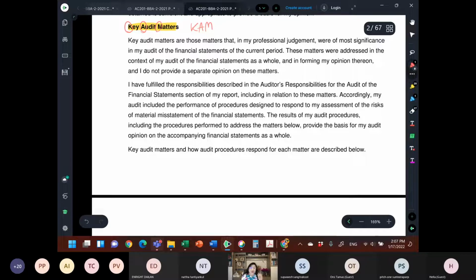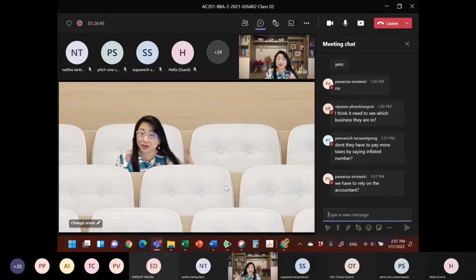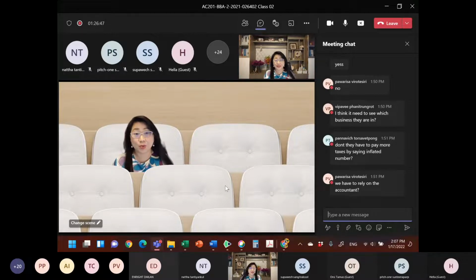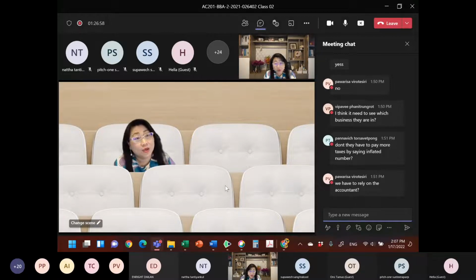So let me elaborate on this KAM. What does it mean by KAM? Okay. When the auditor performs the audit, the auditor will gather a lot of information, right, supporting the numbers presented on the financial statements. And in the course of doing so, they would find a lot of risk or complications or uncertainties embedded in all those numbers.